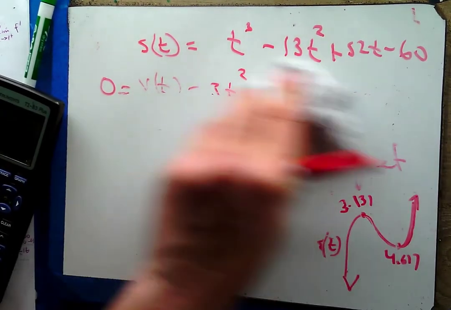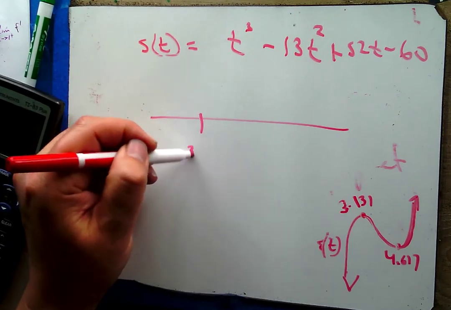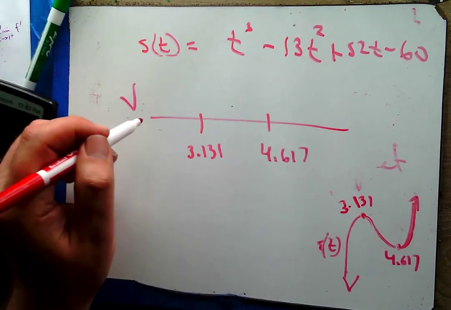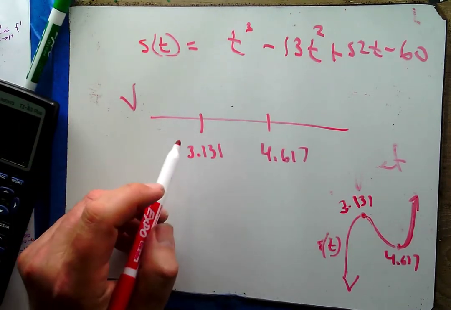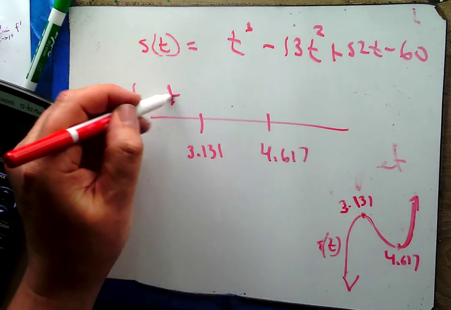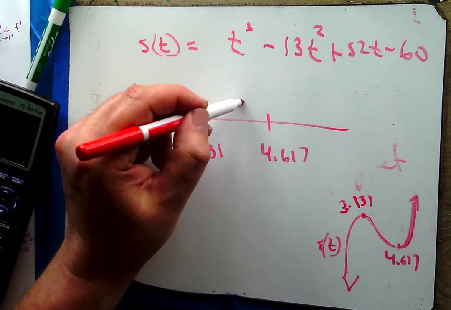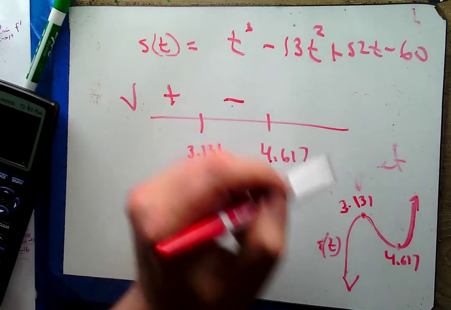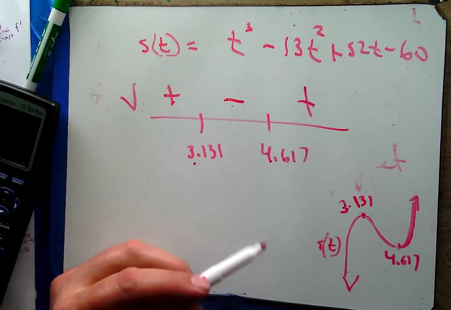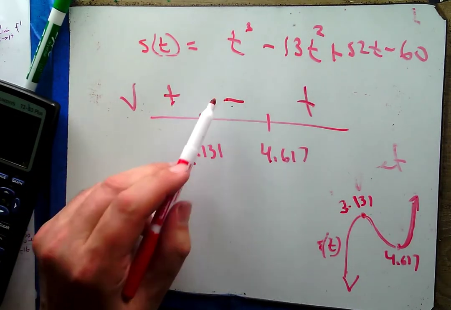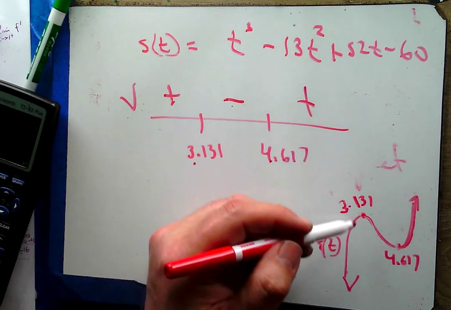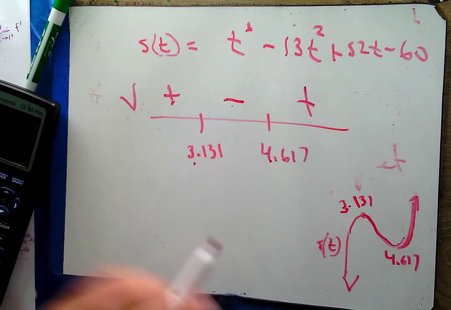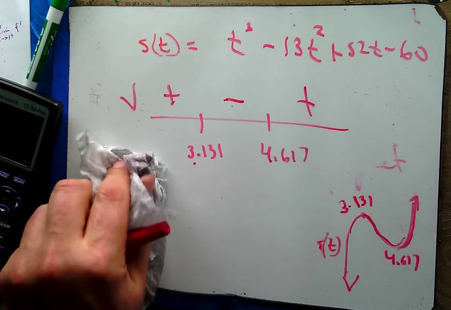You know, I could also do that by thinking about velocity. 3.131, 4.617. Here's my velocity number line. And what I know is velocity is always positive until this point. After this point, I have a negative velocity. See all those negative slopes? And then after this point, I have positive slopes again. And so I can see when my velocity goes from positive to negative or from negative to positive, what that looks like on the position graph is I'm changing directions. Okay? All right. We did that.